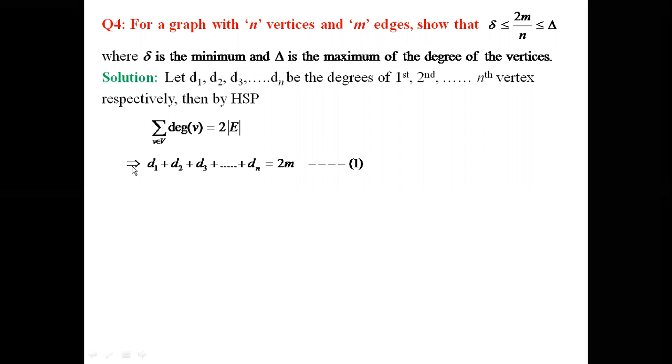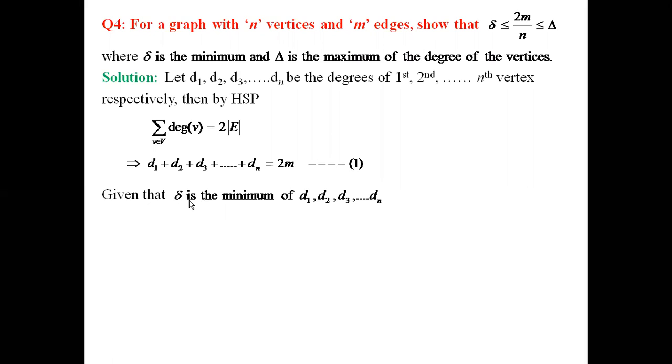Now the sum of the degrees of the vertices means d1, d2, d3, etc. up to dn are the degrees. So we are going to add them up. So d1 plus d2 plus d3, etc. up to dn is equal to 2 into m, twice the number of edges. The number of edges in the graph we assume to be m. So that is why 2 into m. We'll call this equation 1.